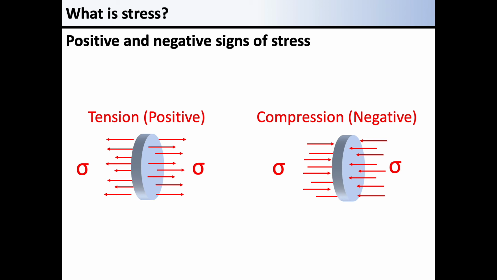As for the positive and negative signs of stress, stress generated in the bar or plate to stretch, to pull, which is in tension, is defined as a positive value. On the other hand, stress generated to compress is defined as a negative value. Positive is in tension and negative is in compression. It is equivalent for strain. If you divide the stretched length by the original length, the strain is positive. If you divide the shrunken length by the original length, the compression strain is negative.